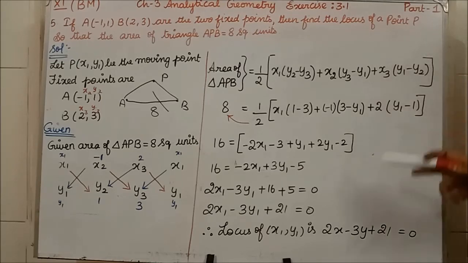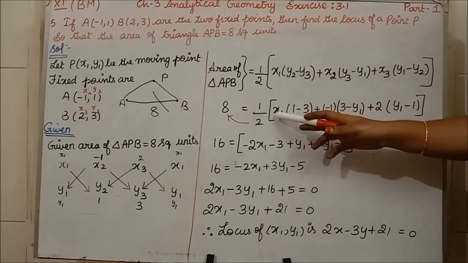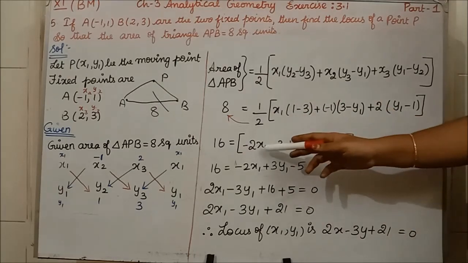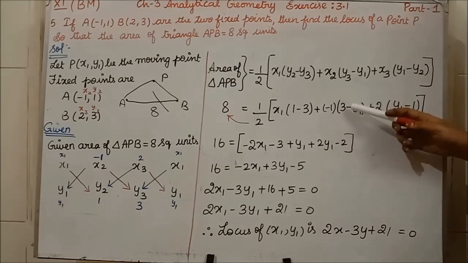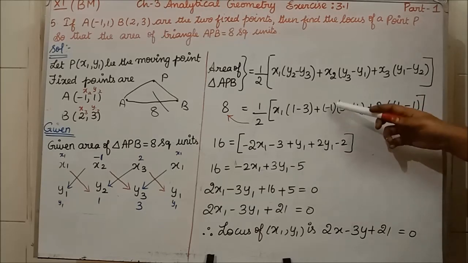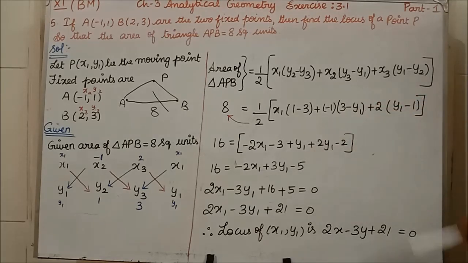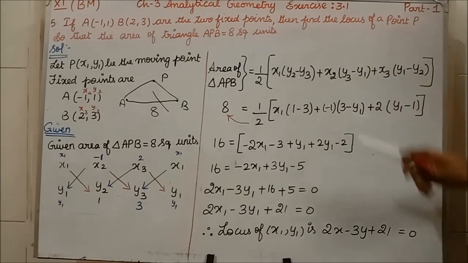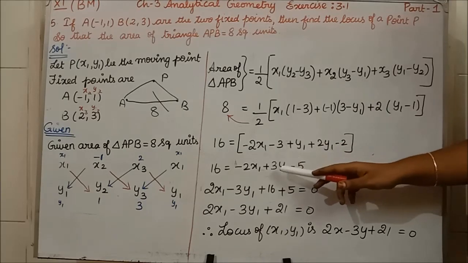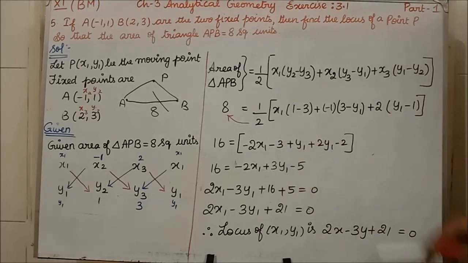So close the bracket. The next step, I am cross multiplying the 2 to the 8. So 8 twos are 16. For x1, 1 minus 3 is minus 2, so minus 2x1. Minus I am taking inside: minus 1 into 3 is minus 3, minus into minus is plus, 1 into y1 is y1. Then I am multiplying 2 inside: 2 into y1 is 2y1, 2 into 1 is 2. Clear? Next, 2y1 plus y1 is 3y1. Minus 3 minus 2 is minus 5.